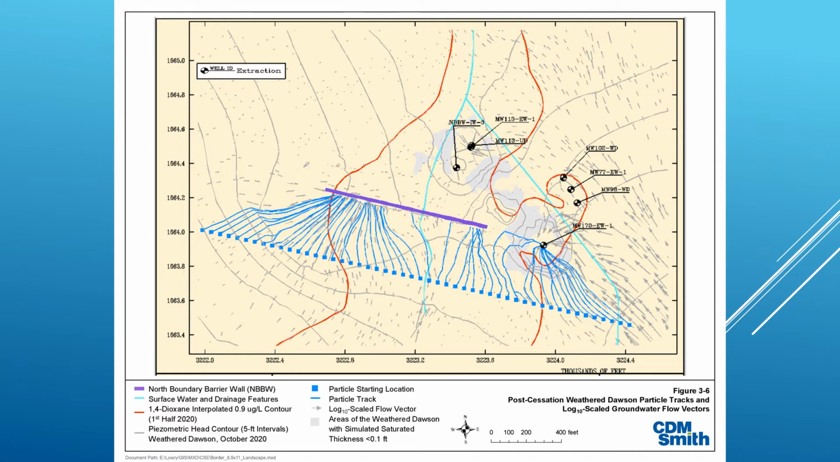This slide presents the results of the particle tracking simulations of groundwater flow approaching the north boundary barrier wall system from the upgradient site area for that same post-injection flow field. The tracks in this figure show that all the particles that start up gradient of the north boundary barrier wall, and in particular those within the limits of the 1,4-dioxane plume, move toward and are captured by the north boundary barrier wall system.